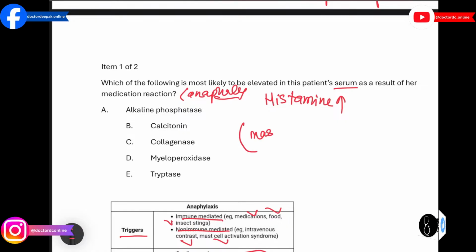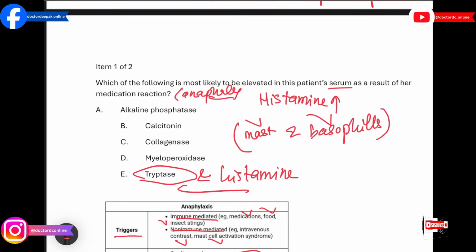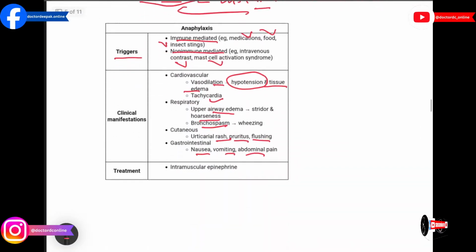You know? Mast cell and basophil degranulation will result in tryptase and histamine. Whenever there is an anaphylactic reaction, there will be degranulation of mast cells and basophils, which will elevate the serum values of tryptase and histamine. Tryptase is an enzyme that is relatively specific to mast cells, and elevated serum levels of tryptase are often used to support a clinical diagnosis of anaphylaxis after the patient has been stabilized.